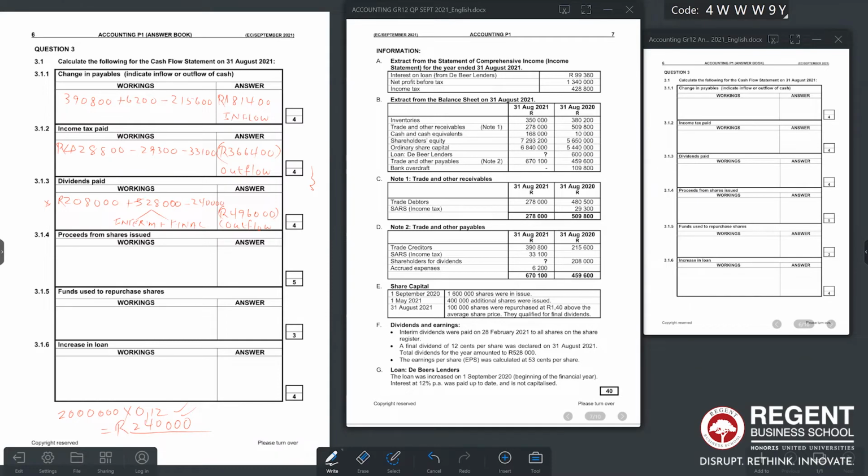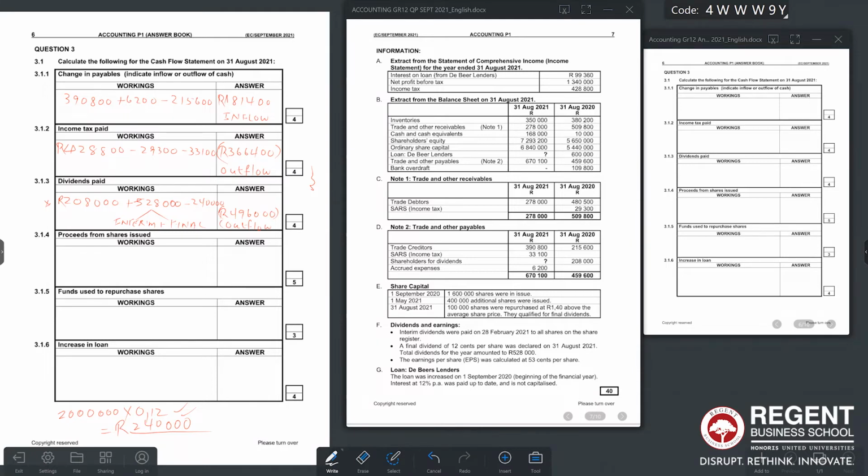Then on the 31st of August, that's on the last day of the financial year, I repurchased 140,000 shares at R1.40 above the average price. They qualified for final dividends. I don't have the average price. Now I need to work out the average price, and then I'm going to get my answer. Now this year troubles a number of learners. They are unable to work out the ordinary share capital note. To work out the proceeds from shares issued, you need to work out the ordinary share capital note.